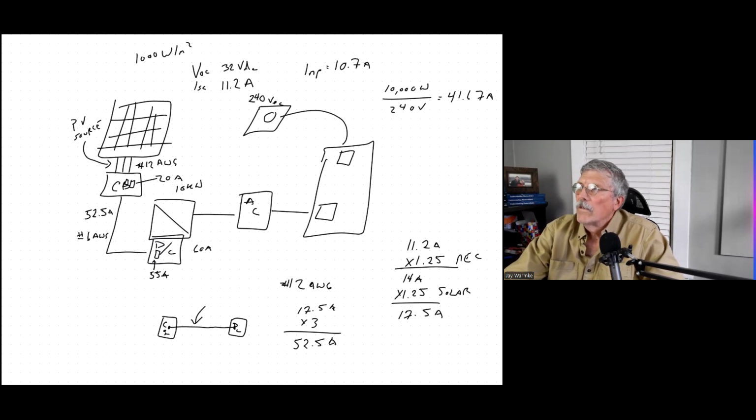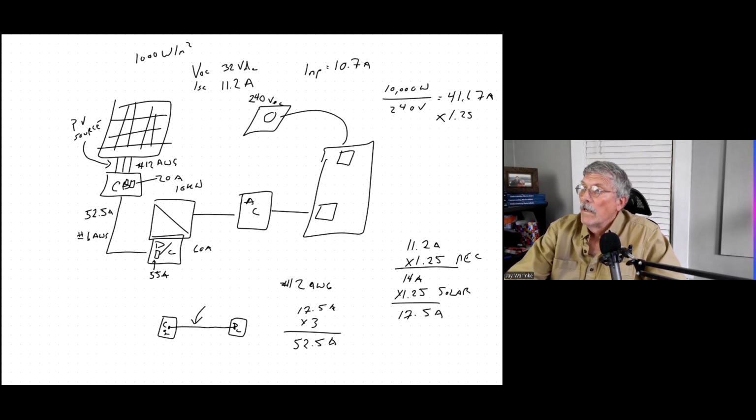Right now, I could have shortcutted that by just simply looking at my inverter specs, and it'll tell me the output in amps. So I could do that. But this is a quick way. 41.67 amps is the maximum output of that. All right. But the NEC always requires 1.25.